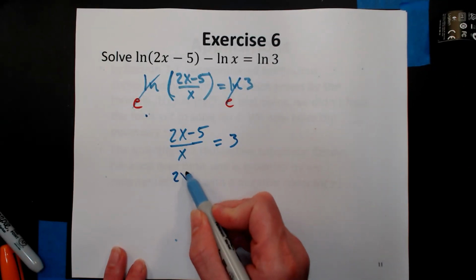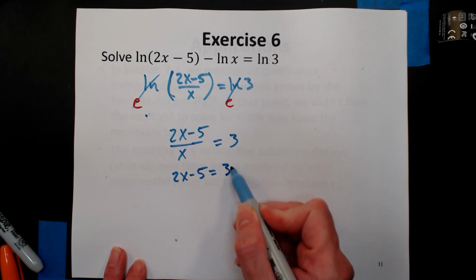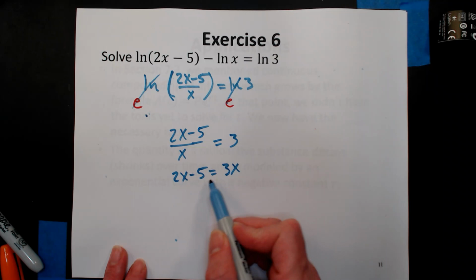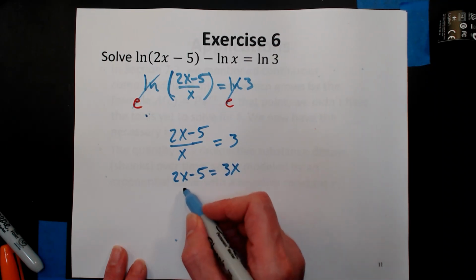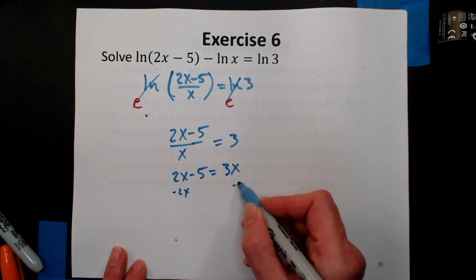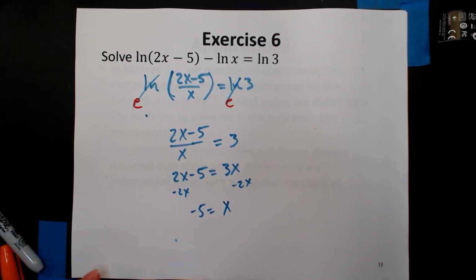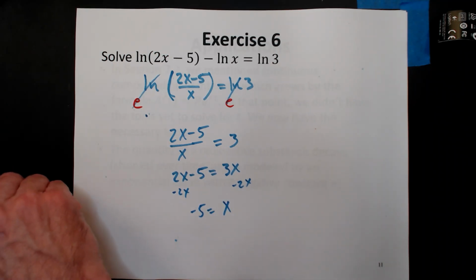So that means I'm going to get 2x minus 5 equals 3x. I multiplied both sides by x. And then move the 2x to the other side. It's going to give me negative 5 equals x. So negative 5 equals x. Do we just assume that that's our only answer? That's the only one that works? No, we go check.